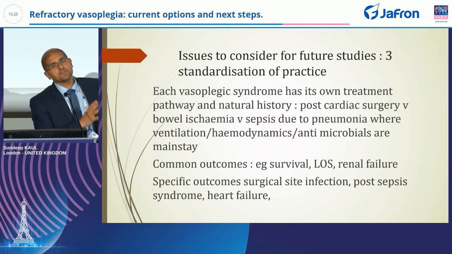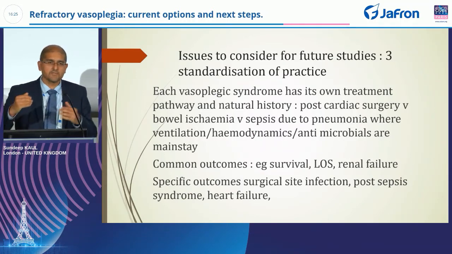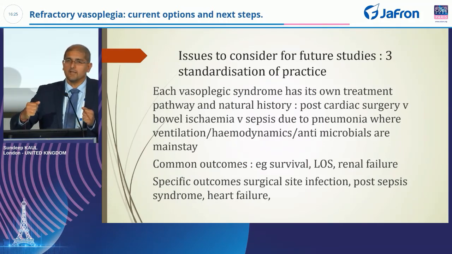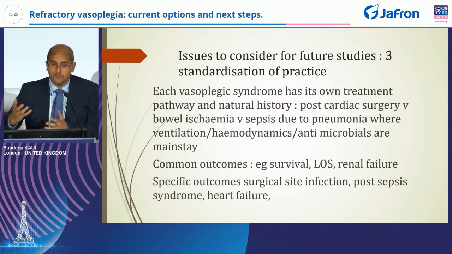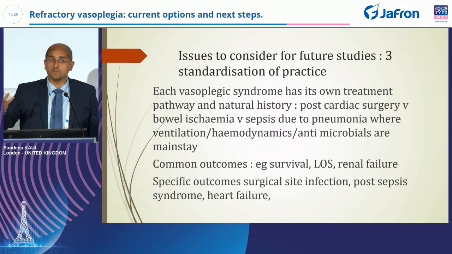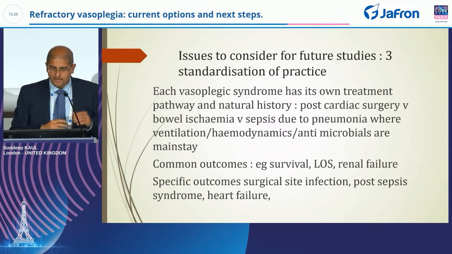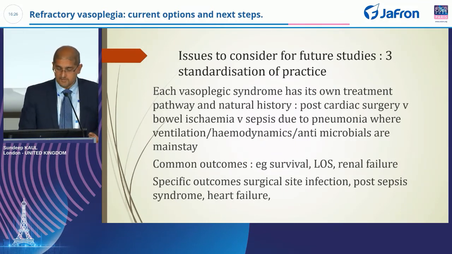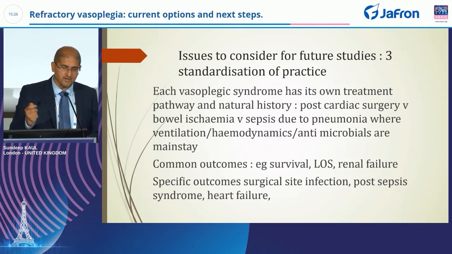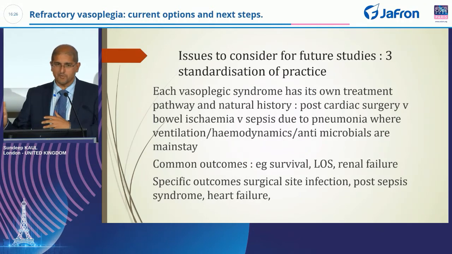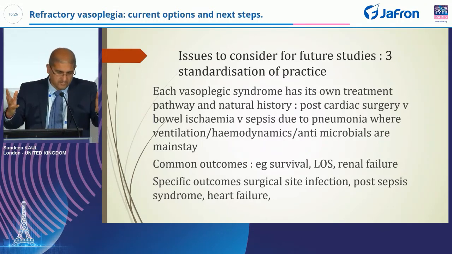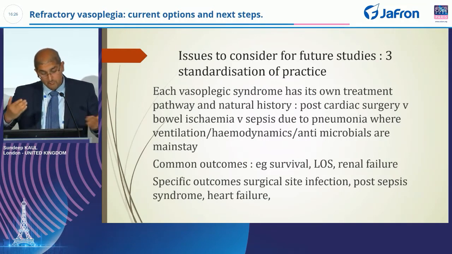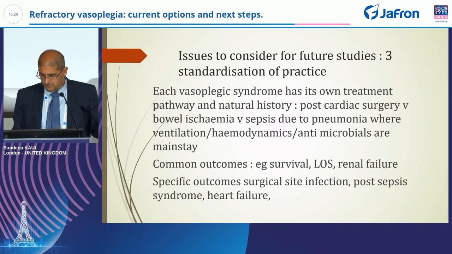Each vasoplegic syndrome has its own natural history. In the case of abdominal sepsis, it could be you need a surgeon, okay? It could be you don't need a surgeon. If you do, it's a big player. You need a good surgeon, you know? If it's pneumonia, if it's chest infection, is this abscess where the guy needs a drain, or is it ventilation, hemodynamics, and antibiotics that are doing all the main heavy lifting? Everything's a bit different. So they have common outcomes, which of course are survival, length of stay, renal failure, etc. But then they have specific outcomes to that particular etiology.